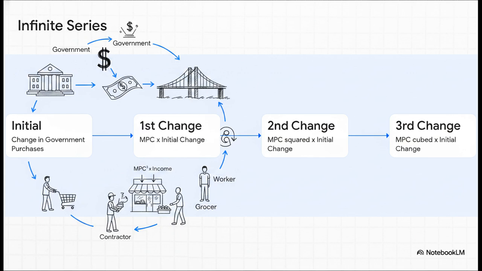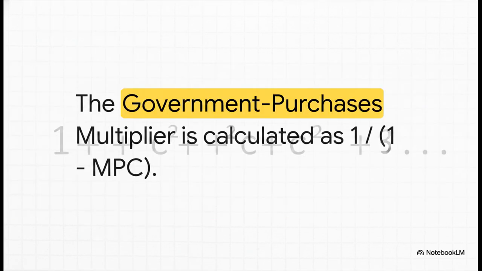The grocer then spends a fraction of that income, which is the MPC squared, and so on, cascading through the economy. Mathematically, if you actually sum up that infinite geometric series of spending, it simplifies elegantly into this beautifully simple formula, 1 over 1 minus MPC. This gives us the exact, precise ratio of how much total income changes for every single dollar the government spends.